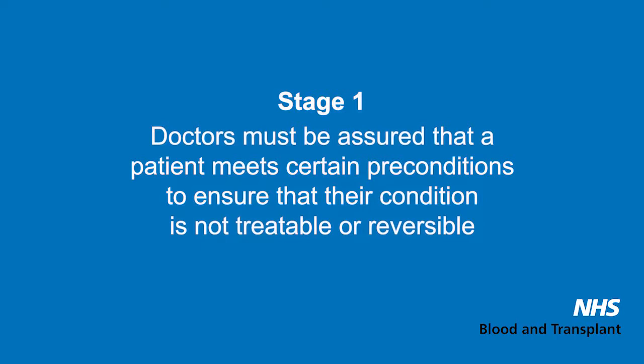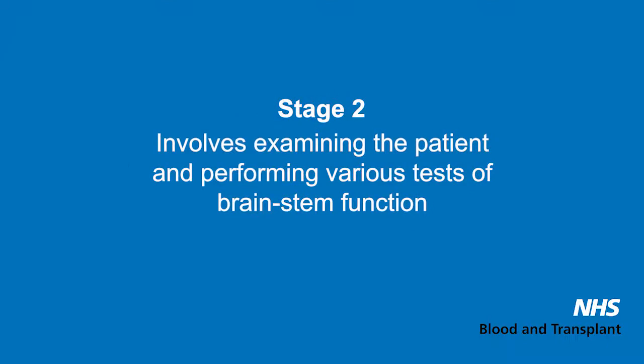There are two mandatory stages to making a diagnosis of death by neurological criteria, and the two doctors making the diagnosis should work together during both stages. In the first stage, doctors must be assured that a patient meets certain preconditions to ensure that their condition is not treatable or reversible. The second stage involves examining the patient and performing various tests of brainstem function.